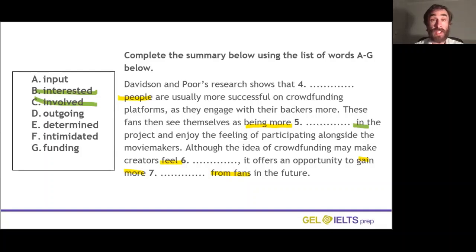We can also use the structure of the sentence to help us get an idea of the meaning. Let's look at the final sentence. This final sentence contains 6 and 7, and it starts with the word although. Although introduces a contrast between two different ideas. So maybe one of them is positive and the other is negative. Let's look at the second half of the sentence. It offers an opportunity to gain more something from fans in the future.